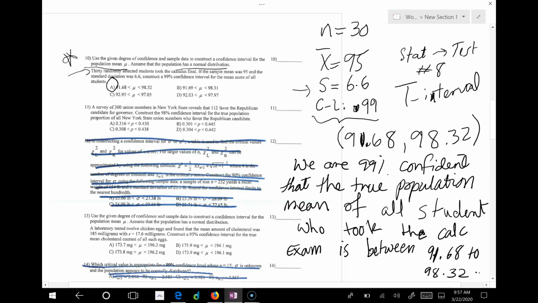Again, you're going to use the confidence interval to estimate the true population mean, or true population proportion, depending on what the question is. Okay, that's all I wanted to do for chapter 7. The rest are pretty similar to these.